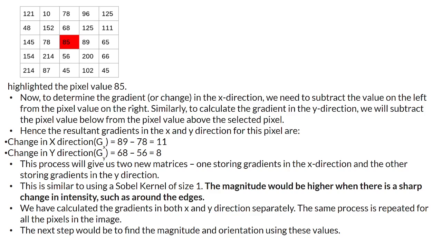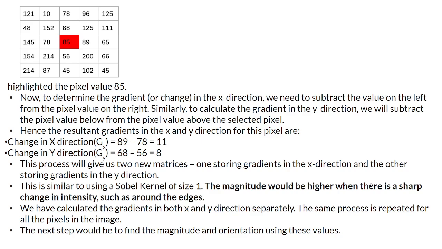Now we are going to determine the gradient in the x direction, and we need to subtract the value on the left from the pixel value, like 89 minus 78, and for the y direction, 68 minus 56. So for the x direction you'll get 11, and for the y direction you'll get 8. This process gives us two new matrices, one storing the gradient in the x direction and the other storing the gradient in the y direction.